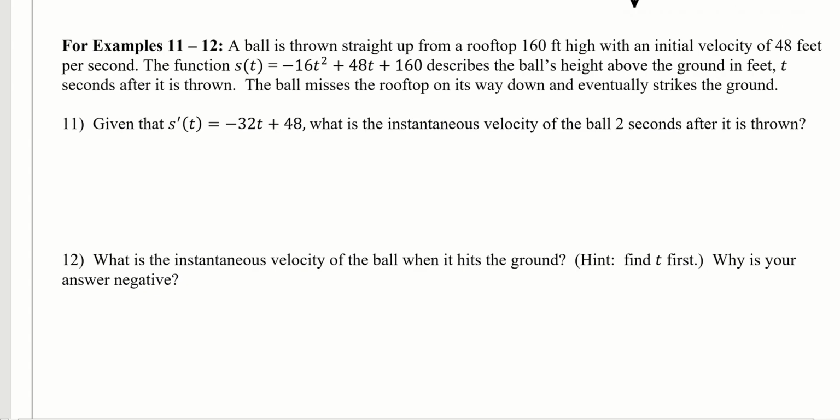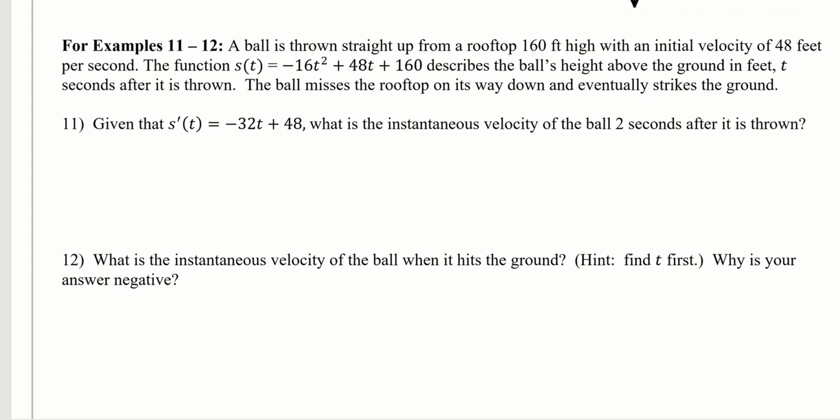Now 11 and 12 here, we're coming to a close on these. So a ball is thrown straight up from a rooftop, 160 feet high, with an initial velocity of 48 feet per second. The function right there describes the ball's height above the ground in feet t seconds after it's thrown. The ball misses the rooftop on its way down and eventually strikes the ground.